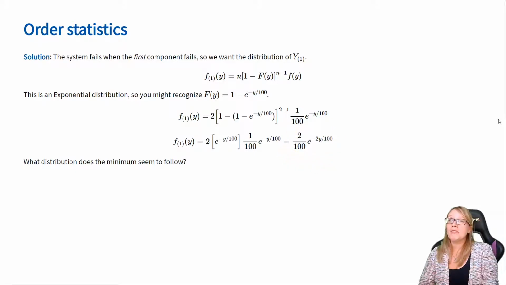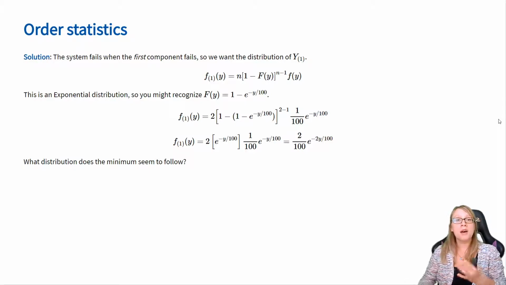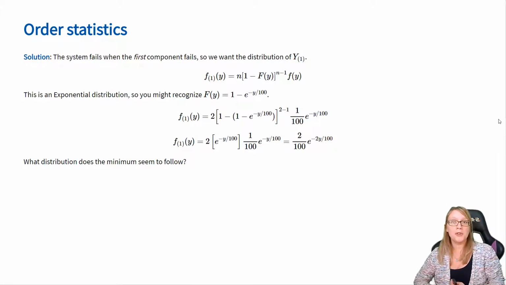Now, you may recognize this as a distribution that we already know. This, in fact, is an exponential distribution. So as it turns out, the minimum of exponential random variables is itself an exponential distribution.